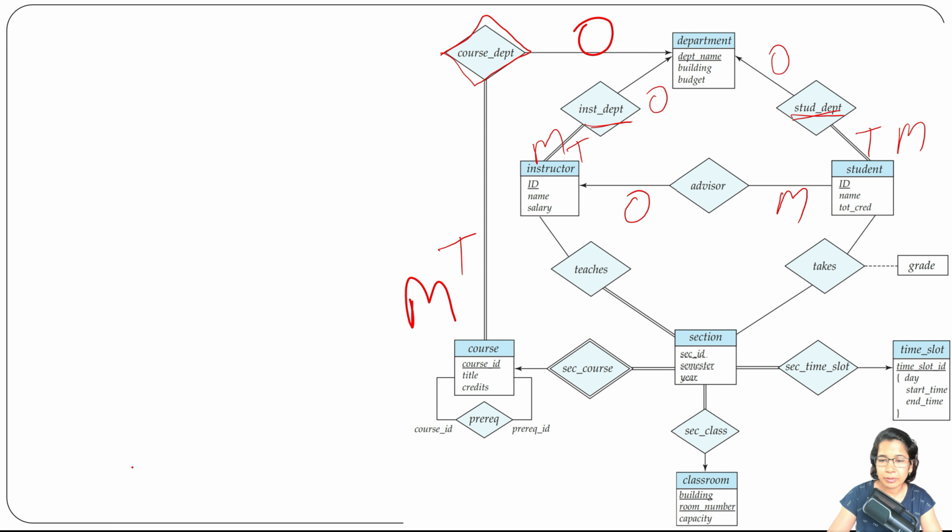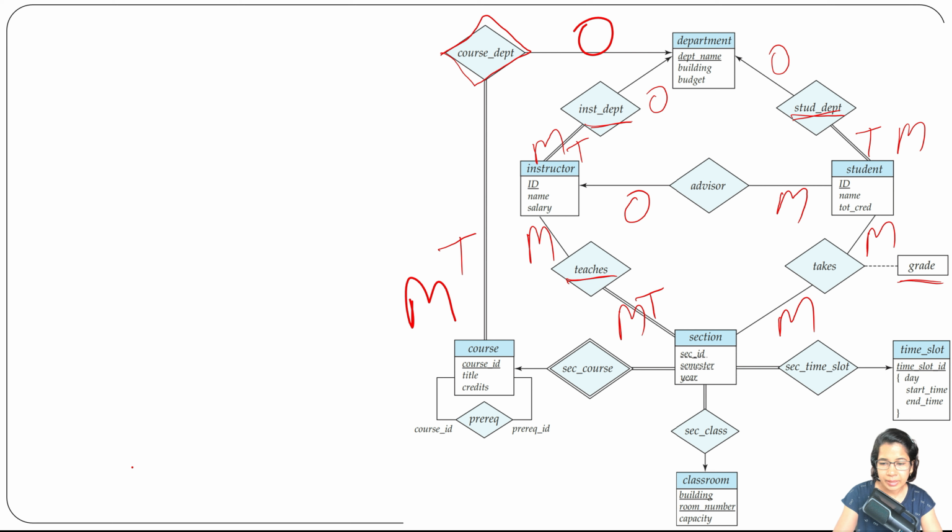Next, the relationship between section and instructor, that is teaches. So instructor teaches in section. This participation is total and the relationship is many to many. There is no arrow mark. So one instructor can teach in many sections and one section can be taught by many instructors. And the relation section student is also many to many. There is no arrow mark and takes has a descriptive attribute, that is grade.